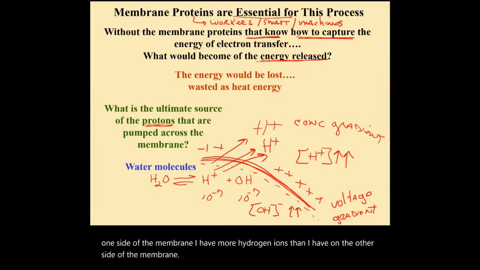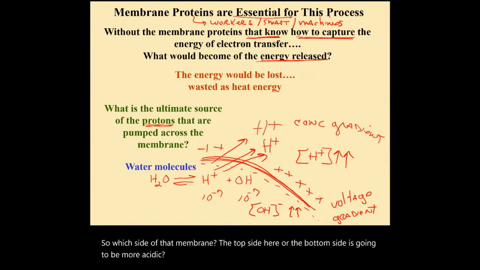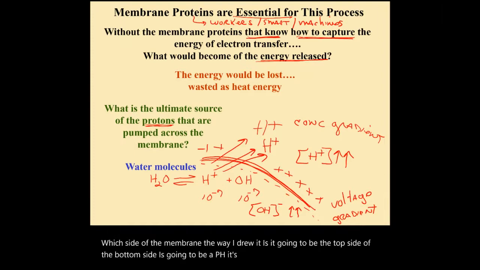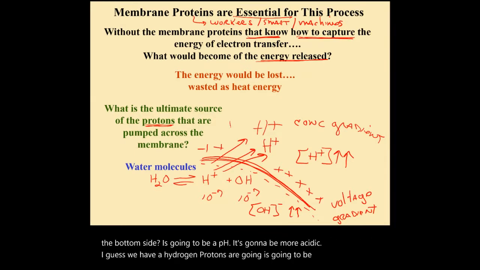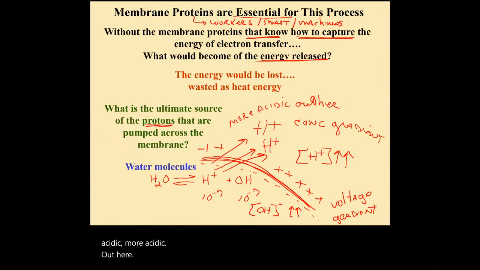So which side of that membrane, the top side here or the bottom side, is going to be more acidic? And which one's going to be more alkaline? Which side of the membrane, the way I drew it, is it going to be the top side or the bottom side? It's going to be a pH that's going to be more acidic. Well, I guess where the hydrogen protons are going is going to be where it's more acidic. More acidic. Out here. More alkaline.